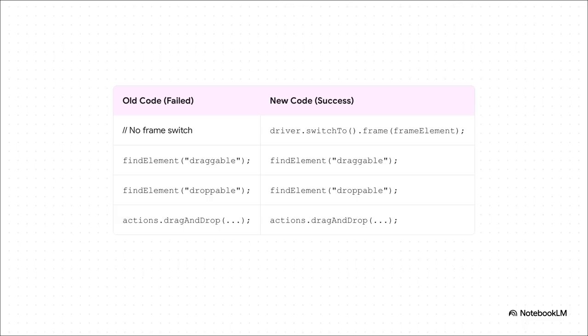And you know what's crazy? When you put the code side by side, the old failing code and the new successful code, look how tiny the change is. All the logic for finding the elements and doing the drag and drop, it's exactly the same. The only difference, the whole game changer, is that one single powerful line of code. driver.switchTo().frame. That's it. That one line is the key that unlocks the whole thing.